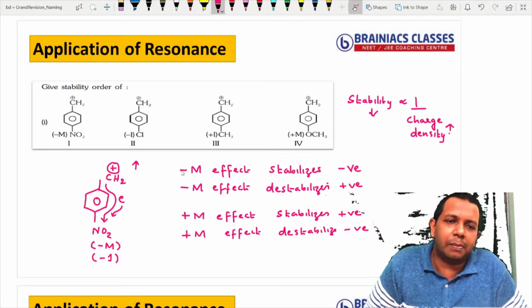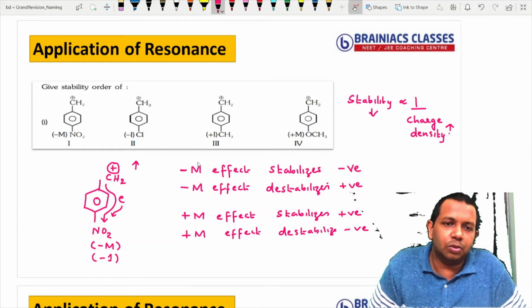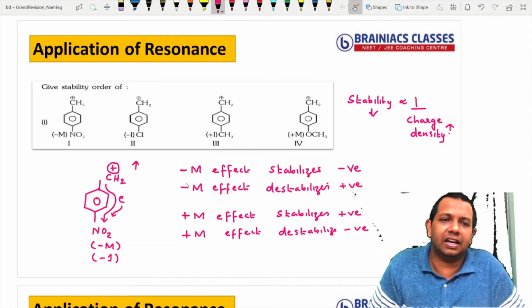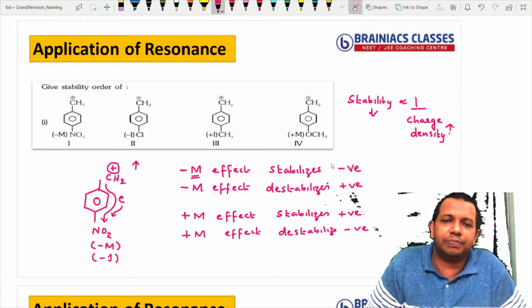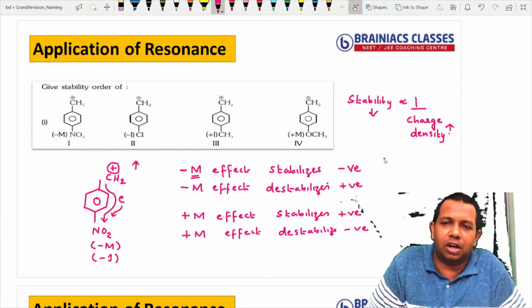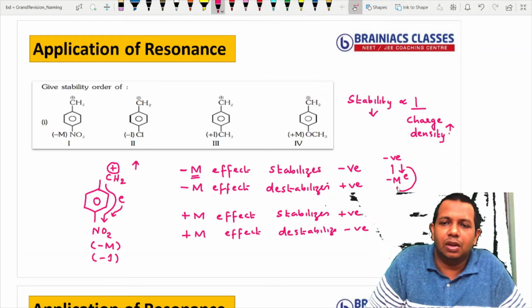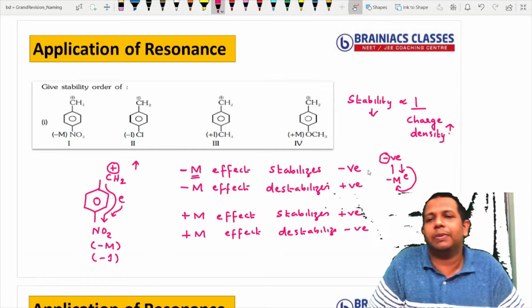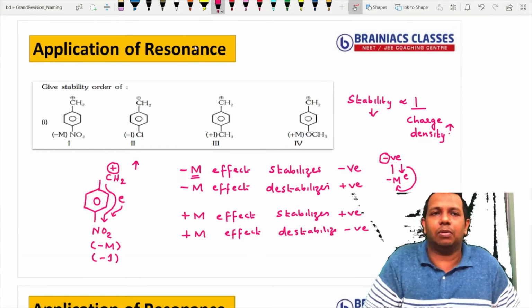Because we know that those groups which are attracting the electrons will only show the minus M effect. So if a minus M effect is present near a negative charge, what will it do? Here a negative charge is there and here a minus M group is there. So this minus M group will attract the electrons towards its direction. What will happen to the negative charge density? It decreases. Thereby it stabilizes the compound.